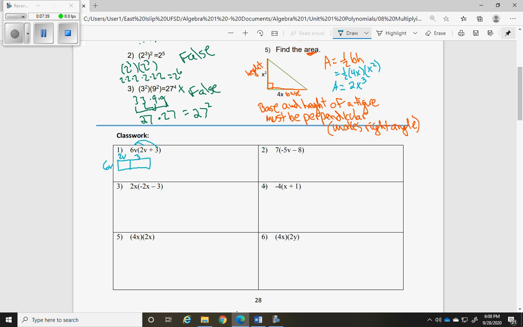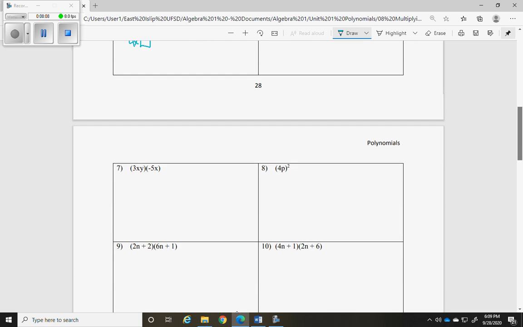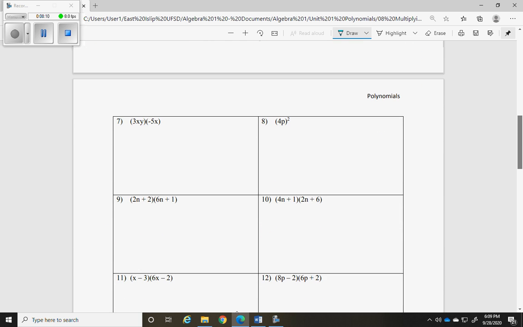Number 5, we don't really do a box method usually because it's just a monomial times a monomial. I'm going to write mon times mon. It's like what we did in lesson 1, right? I guess if you made a box, it would just be one side by one side. It's a 4x and a 2x. So there's really no sense in making a box. And number 6, the same thing. It's a monomial times a monomial. Then number 7 is a monomial times a monomial.